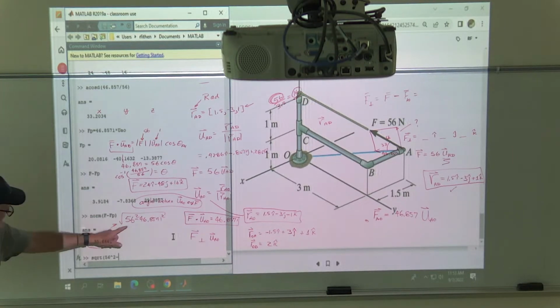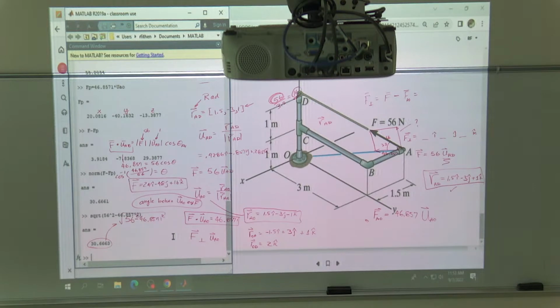So let me do it. 56 minus 46.857. And then square it, and what is it equal? Guess what? 30.666366. So it worked.